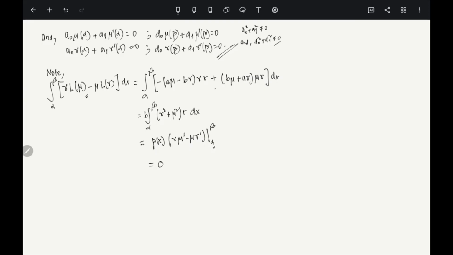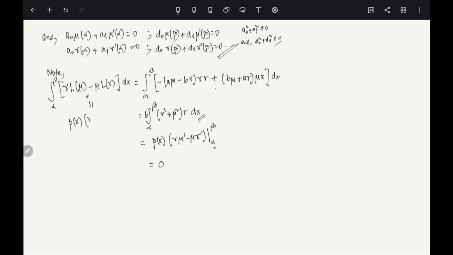Now if this is 0, then what does it say? It says that this particular thing is 0, right? That's what it is saying. I should have written it like this. Here I should have written p of x times gamma mu prime minus mu gamma prime, evaluated between alpha and beta, right? And so basically if you do that, then this is nothing but 0. So basically that means b times the integral from alpha to beta of gamma square plus mu square times r dx is going to be 0. What does that imply?